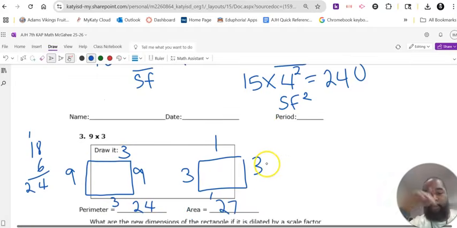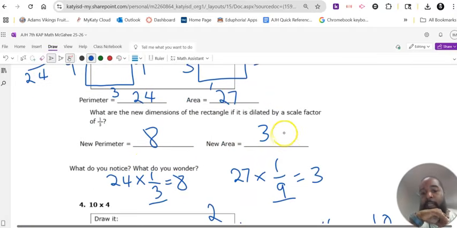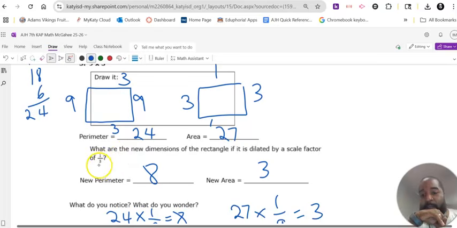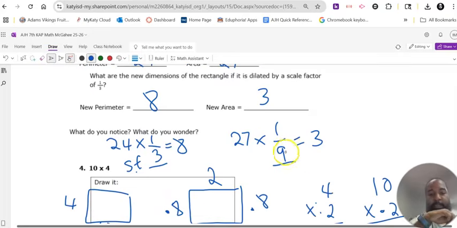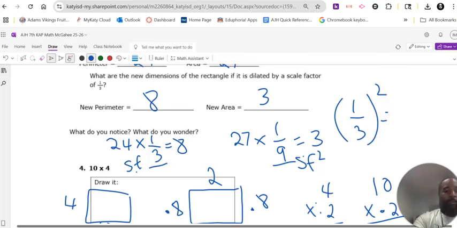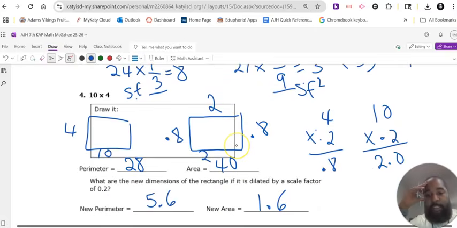Okay, let's look at another one. So this example here says scale factor was 1/3, which means a reduction. Well, we know 24 times 1/3 is 8. 1/3 is my scale factor, so I'm going to label that scale factor like that. But then this was 1/9, which is equivalent to 1/3 squared, or scale factor squared. In fact, let me show you. 1/3 squared equals 1/9. Okay, so hopefully that helps as you're going through the rest of this exploration.